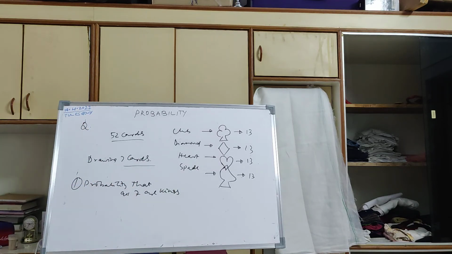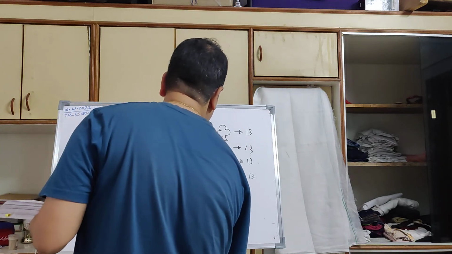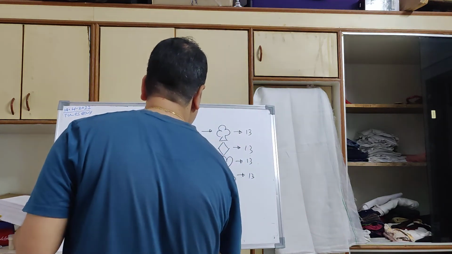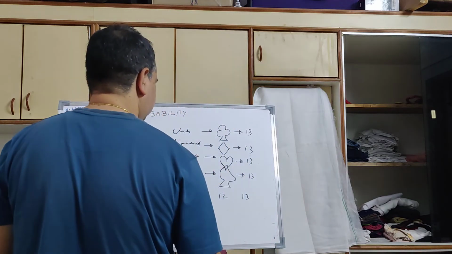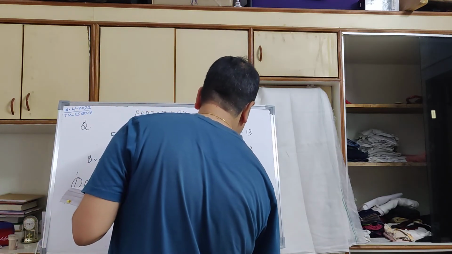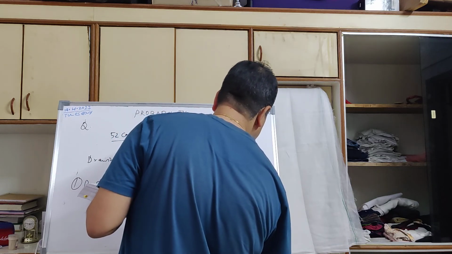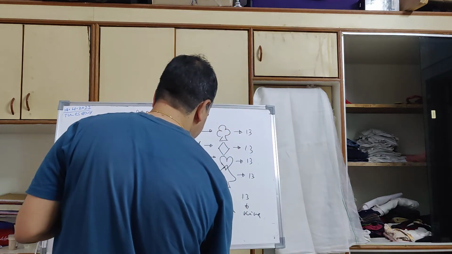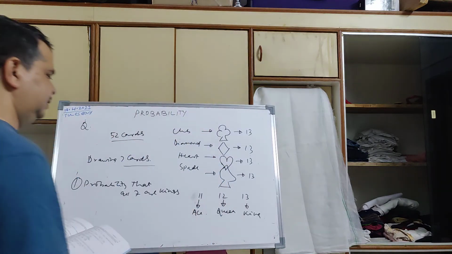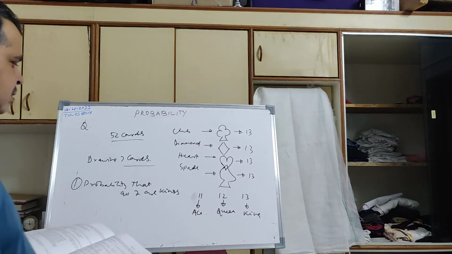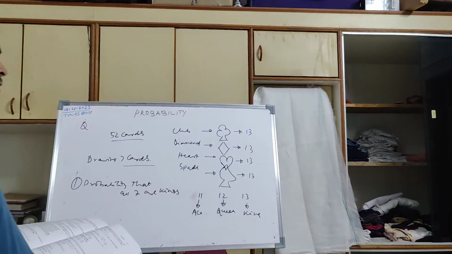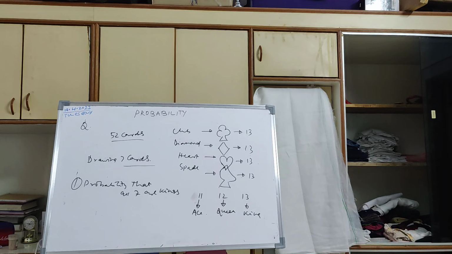You know beyond 10, there is 11, 12 and 13. One is king, one is queen, one is ace. So 12 is your queen, 13 is your king, and 11 is ace, the highest value. So it contains all kings. There are 4 kings. So in the deck there will be a maximum of 4 kings.